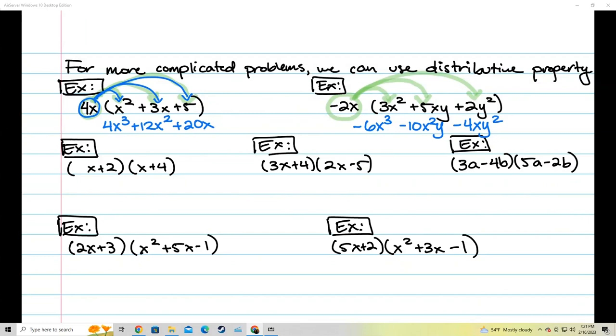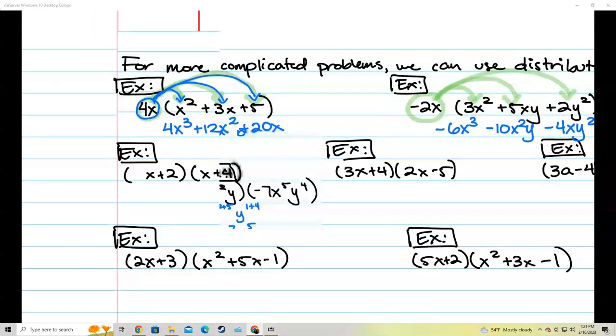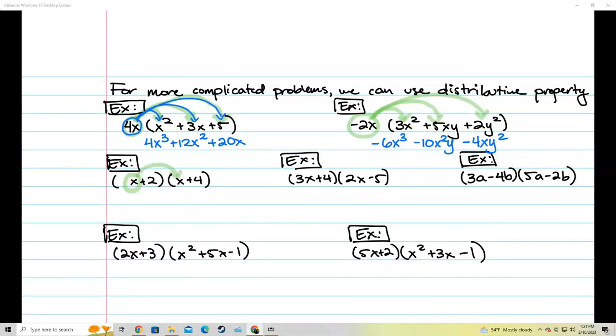All right, on the next one, we're going to go ahead and distribute as well. Let's just kind of remind you how these work. We're going to take this x. We're basically just going to distribute this x to the other side until I'm done. So I'm going to take that x times x. That's going to give me an x squared.